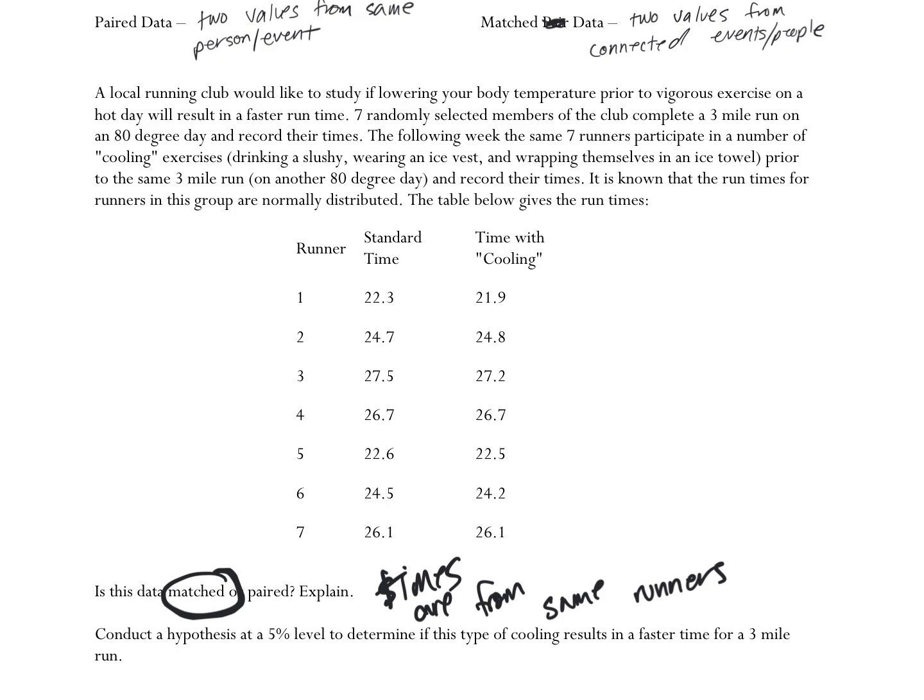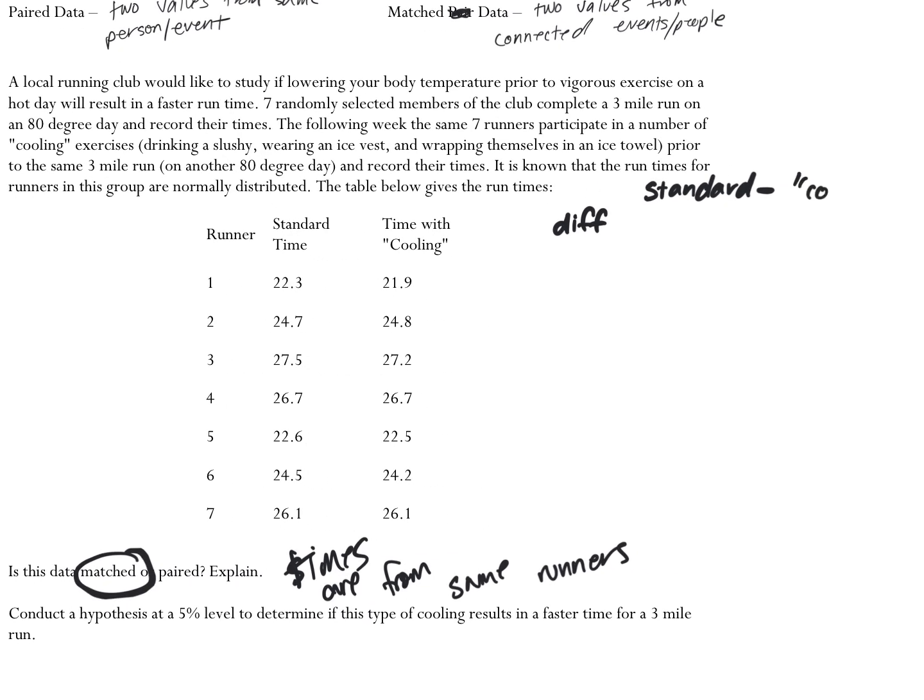Okay. So what we're going to do is that direct comparison. And instead of doing a test on this set of numbers against this set of numbers, it's actually more powerful to look at that direct comparison. So what we're going to do is their standard time minus the cooling time. Okay? So, I'm basically going to subtract 22.3 minus 21.9. Everybody good? I think that's 0.4.